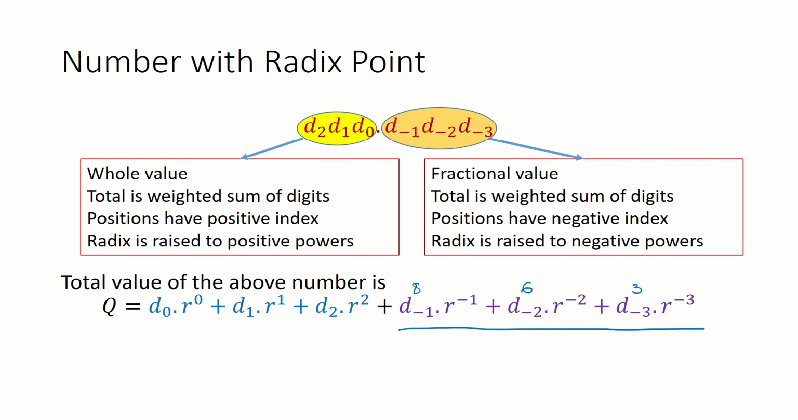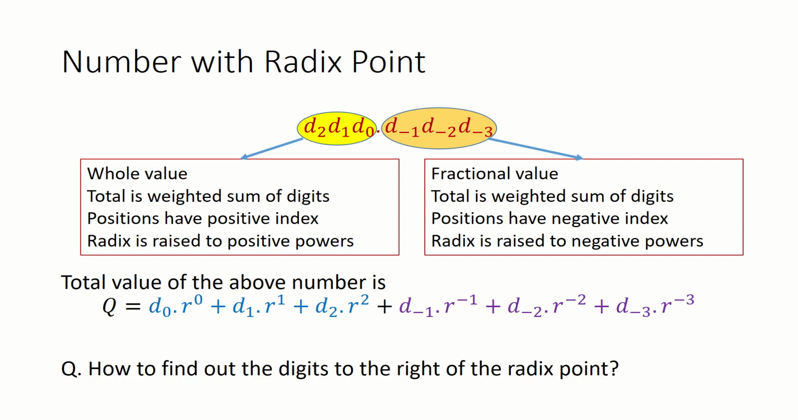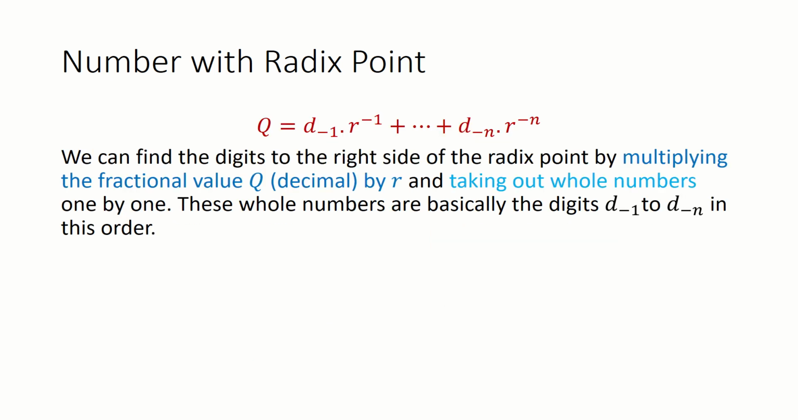So, this is about the fractional value, representation of fractional values using a number system of radix r. How to find the digits to the right of the radix point? This is the same question asked for the fractional number. So, we are considering only the fractional number here.